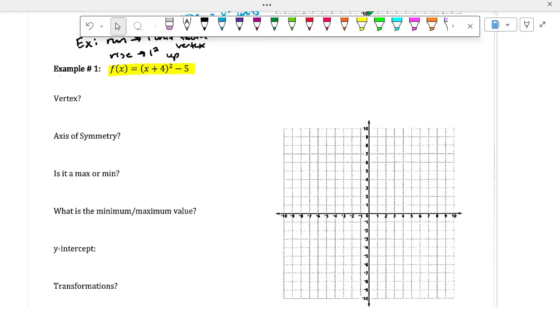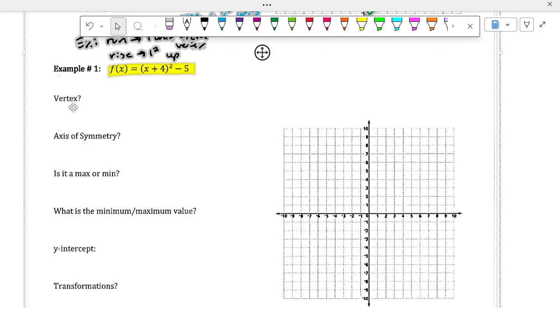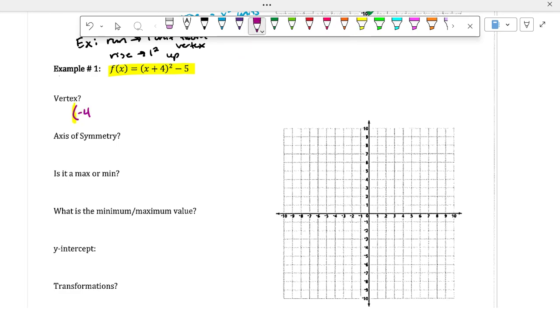Kaylee, what's the vertex of this function? Say one more time. -4, -5. Good. So -4, -5 is the vertex. What is the axis of symmetry? Caden with a K. Not x equals 0. What's the x value of that vertex? So what's the x value of the vertex right here? X equals -4. There you go.